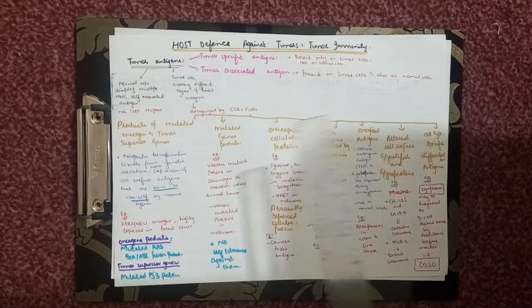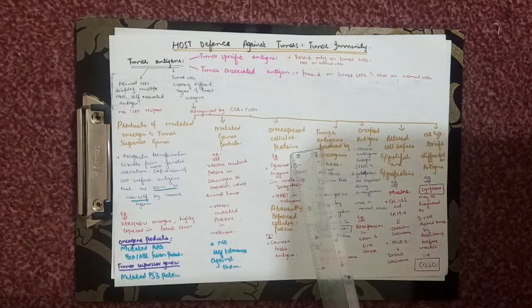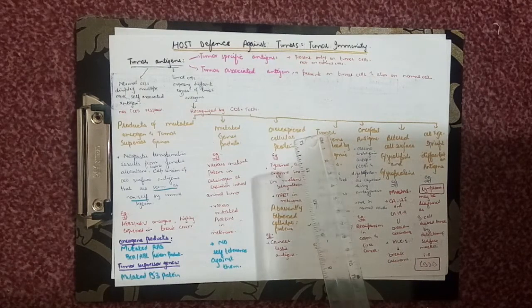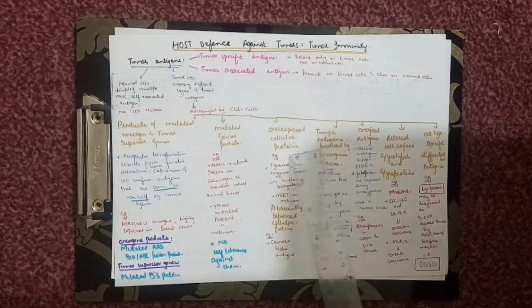The third one is overexpressed cellular proteins. Overexpressed cellular proteins can also lead to different types of response by CD8 plus T cells. For example, tyrosinase, an enzyme involved in melanin biosynthesis. If it is overexpressed, then it will act like a tumor antigen, or MART in melanoma. This was overexpressed. There can also be aberrantly expressed cellular proteins.